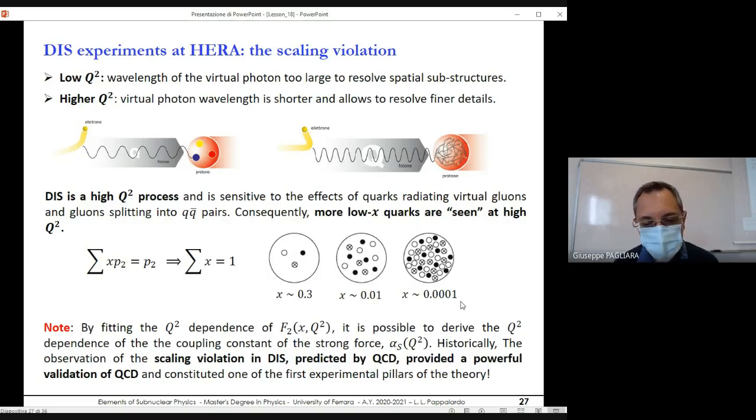Now, by fitting the non-trivial Q square dependence of F2, it is also possible to derive the Q square dependence of the strong coupling constant, alpha strong, the one that we defined in the QCD chapter. And in fact, this was one of the ways to study this running coupling constant. In particular, historically, the observation of the scaling violation in DIS, which was predicted by QCD because of this reasoning here, provided a powerful validation of QCD, and is considered one of the first experimental pillars of the theory of strong interactions.